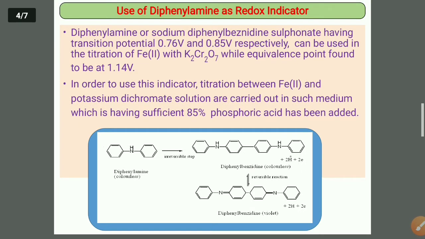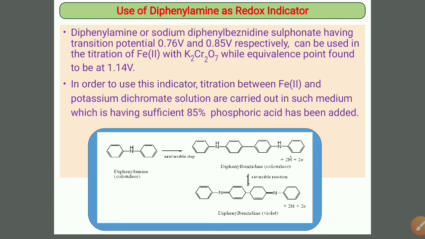Diphenylamine or sodium diphenylbenzidine sulfonate, having transition potentials of 0.76 and 0.85 volt respectively, can be used in the titration of Fe2+ ion solution with potassium dichromate, while the equivalence point is found to be at 1.14 volt. In order to use this indicator, the titration between the Fe2+ solution and potassium dichromate solution is carried out in a medium to which at least 85% phosphoric acid is added.